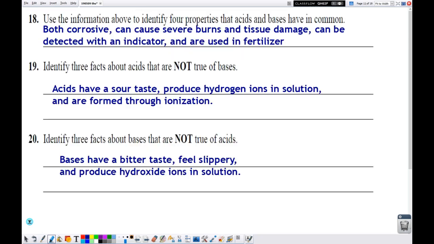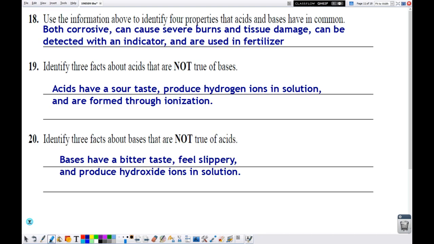Let's look at the last few questions. Use the information above to identify 4 properties that acids and bases have in common. So anything that had the A and B in there is fair game. So you could have said they're corrosive, they can cause burns and tissue damage, they can be detected with indicators, or they may be used in fertilizers. Those are 4 examples of things that acids and bases have in common.